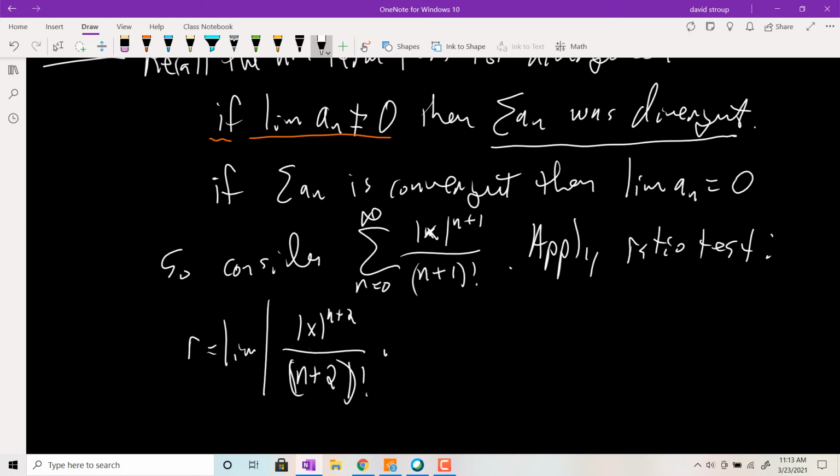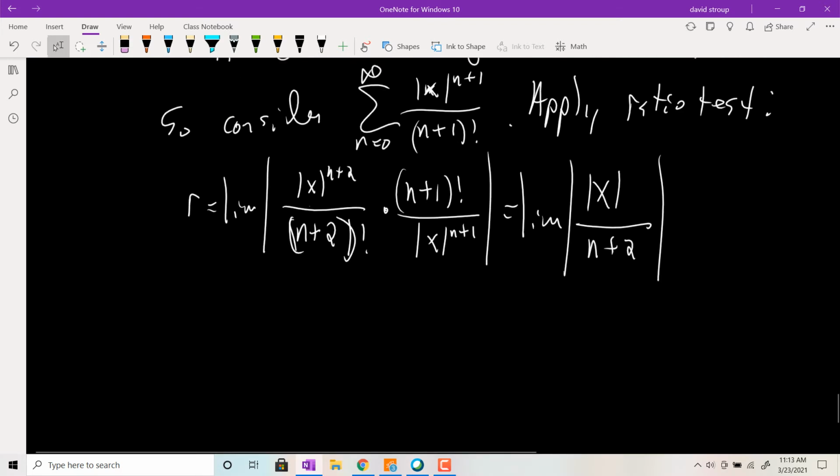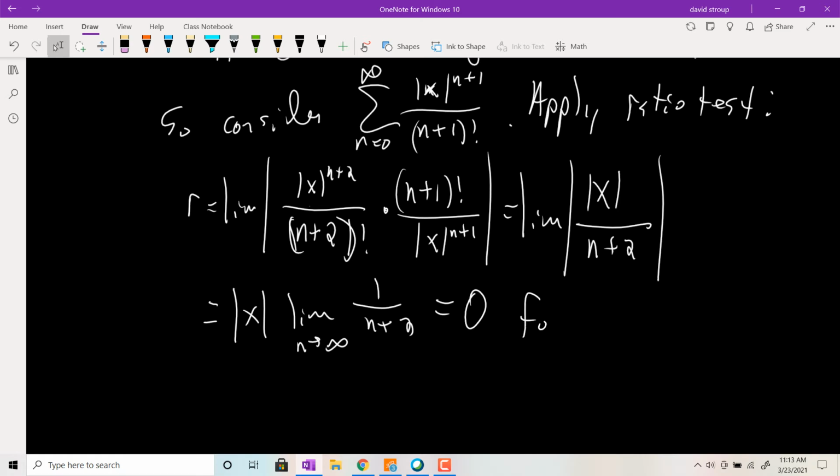times the reciprocal of a sub n, which will be n plus 1 factorial, divided by the absolute value of x to the n plus 1. Simplifying that, we get the limit of the absolute value of x to the first power all over n plus 2. And what is that equal to? Well, you can factor out the absolute value of x, then you just have the limit of 1 over n plus 2 as n goes to infinity. That thing is equal to 0 for all x. In other words, the series is convergent for all x.